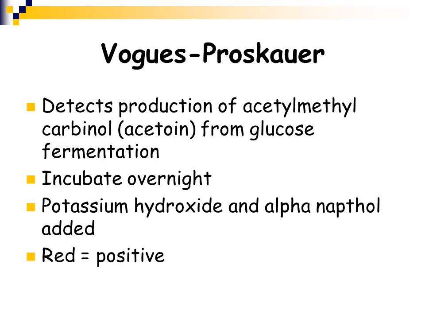Voges-Proskauer detects the production of acetylmethylcarbinol, or acetoin, from glucose fermentation. Since all of our Enterobacteriaceae members ferment glucose, the Voges-Proskauer is commonly used, although, again, not as a manual test that you'll perform in a clinical laboratory, but instrumentation and strip tests will do the Voges-Proskauer test. You incubate overnight, you add potassium hydroxide and alpha-naphthol, and red is a positive reaction.